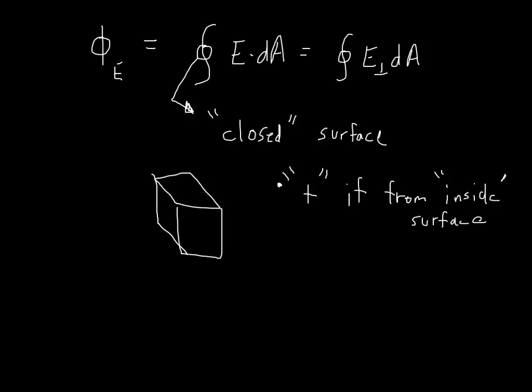So I can draw positive field lines as long as they start on the inside of this box and come to the outside. So that would be a positive flux. The line can come out to this side. It would be positive flux. As long as it's starting inside of the box, it's a positive flux.